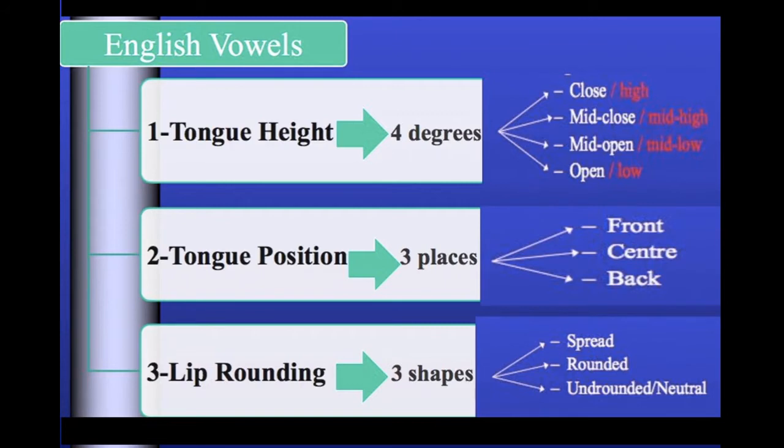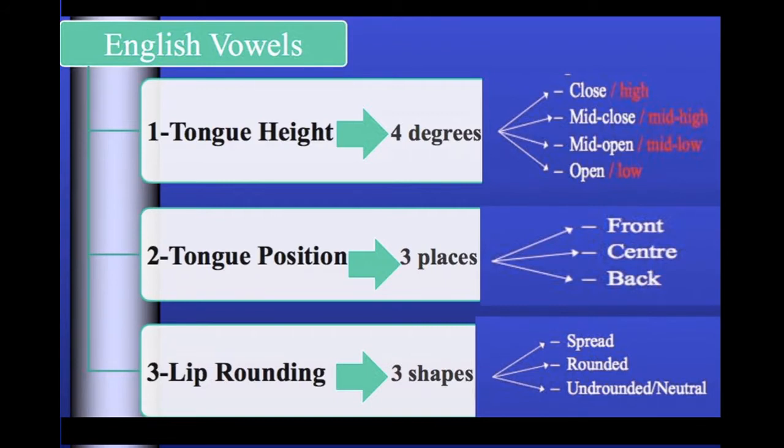Open or low vowels are produced when the tongue is placed low in the mouth cavity. A mid-vowel is produced when the position of the tongue is intermediate between the high and the low. Therefore, we get mid-high and mid-low vowels.